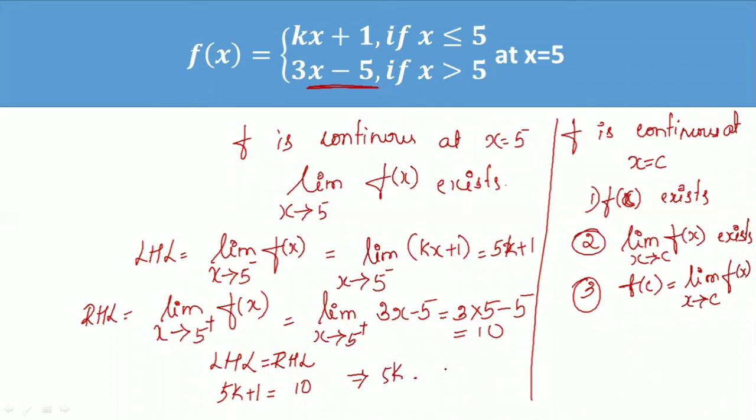So 5k is equal to 10 minus 1, which is 9. So k is equal to 9 by 5. Those who have given the answer, it was correct. 9 by 5. Have you taken the screenshot or have you noted it down? Can we move to the next question? Isn't it easy?